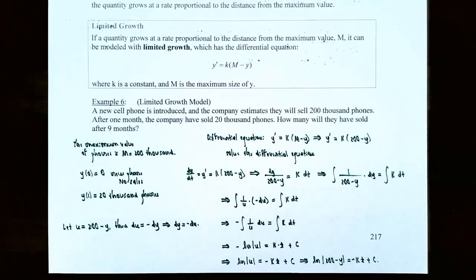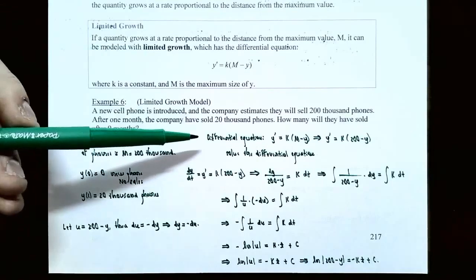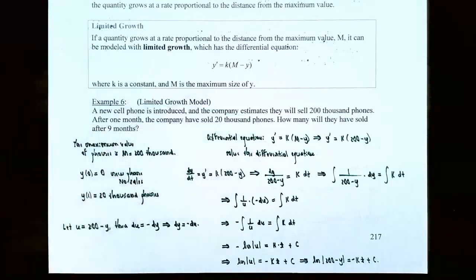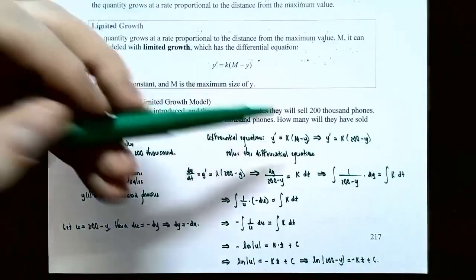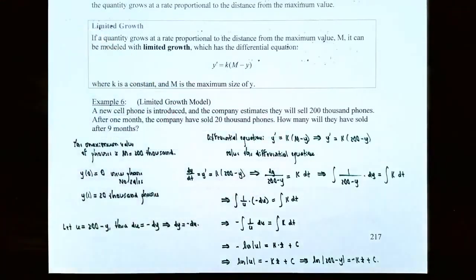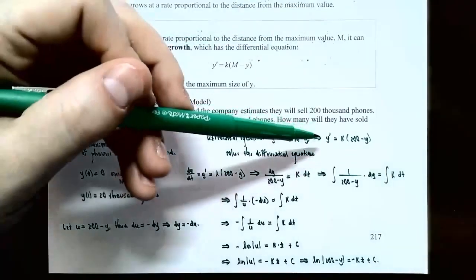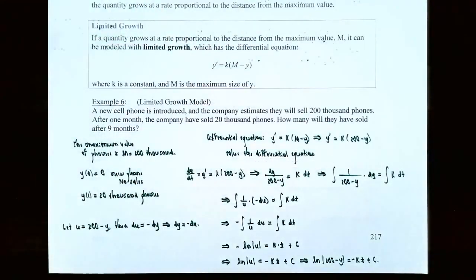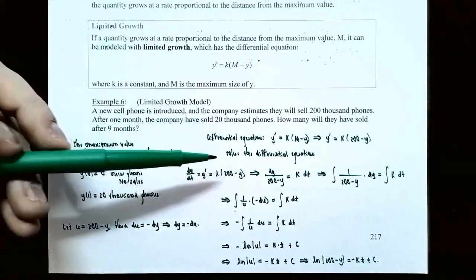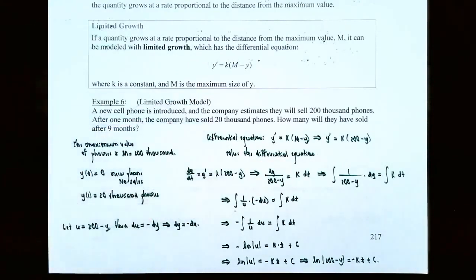And so since this is talking about limited growth, we know that it must satisfy this differential equation: y prime is equal to some constant k times the quantity capital M minus y, where M is the maximum size of the function y. So replacing all the information into this differential equation, we have y prime is equal to some constant k times the quantity, the capital M was 200,000, so just 200, minus y in parentheses. We need to solve this differential equation, which means that we need to find what function y will make this differential equation true.